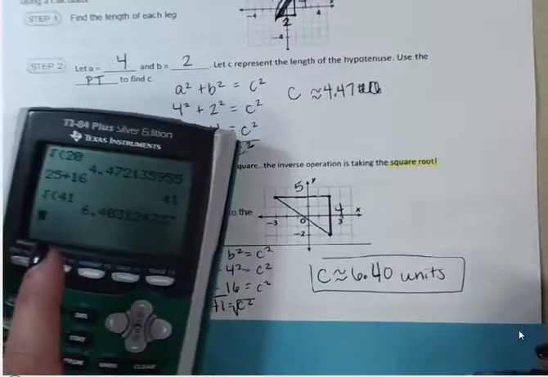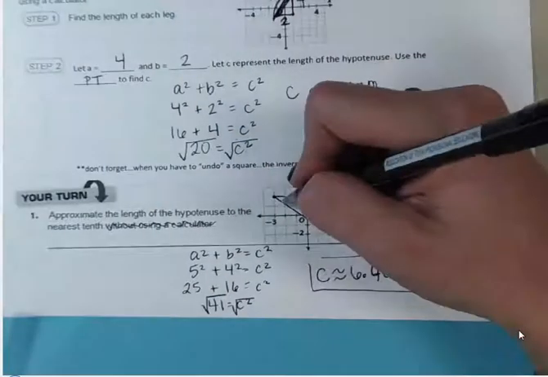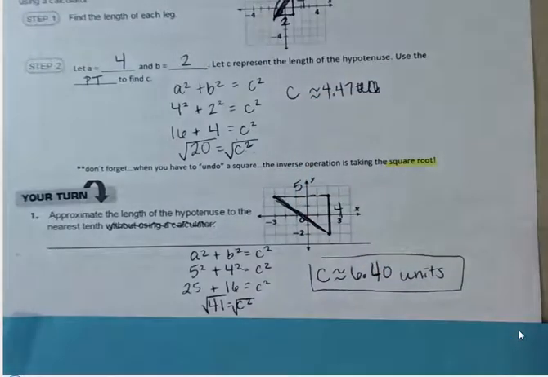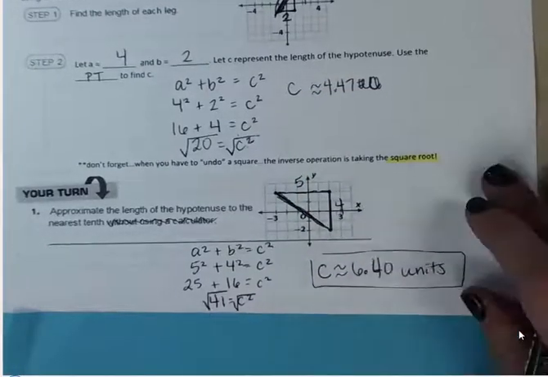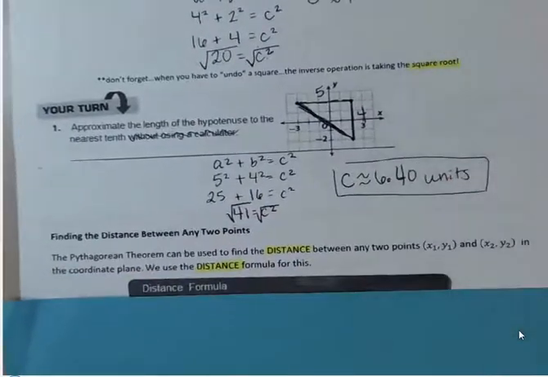Our hypotenuse is about 6.4, and that sounds pretty reasonable because this is 5 and this is 4, and we always know our hypotenuse is the longest side of a triangle. So it's higher than 5 and 4, so we're good, or greater than. Alright, finding the distance between any 2 points. The Pythagorean theorem can be used to find the distance between any 2 points.